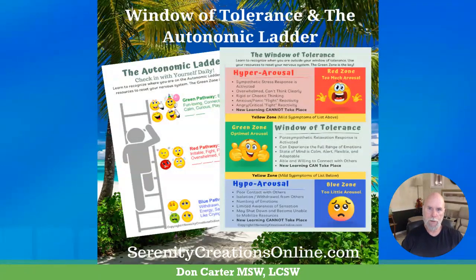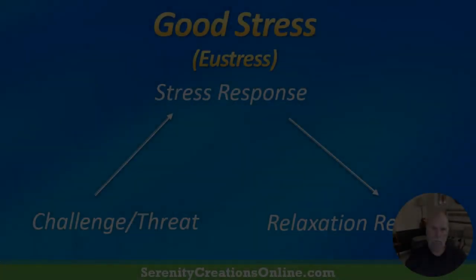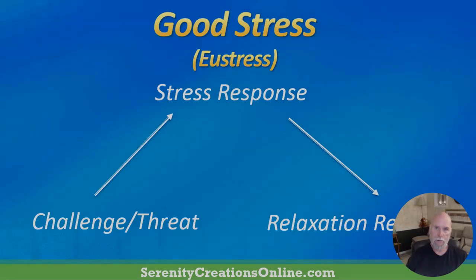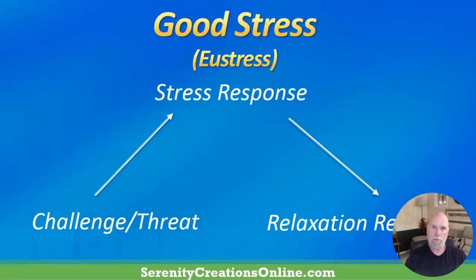So the autonomic nervous system is a major player in anxiety and stress and many of the stress-related conditions that we face today. Before we get into the window of tolerance and the autonomic ladder, I'd first like to discuss some basics about stress and stress management. Stress is not usually the problem. The problem is typically an inadequate parasympathetic relaxation response.